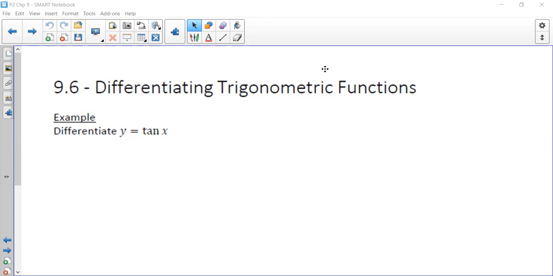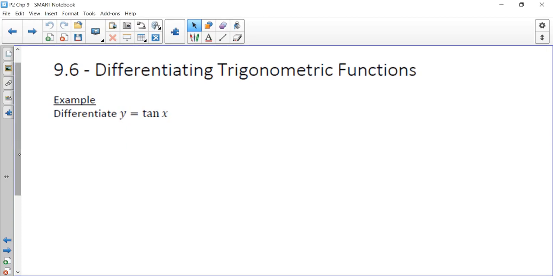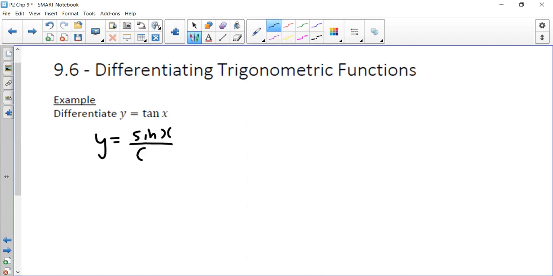So today we're looking into differentiating trigonometric functions. We'll jump straight into an example because there are no notes; it's just showing you how to differentiate trig functions. Example: differentiate y equals tan x. We don't know the derivative of tan x, but we know tan x can be rewritten as sine x over cos x.